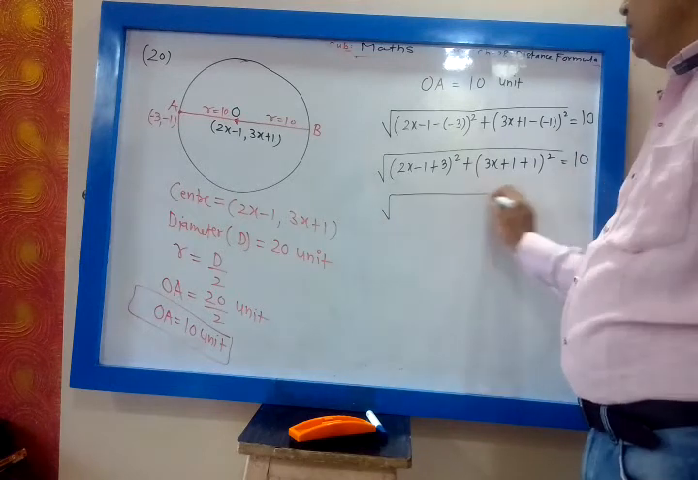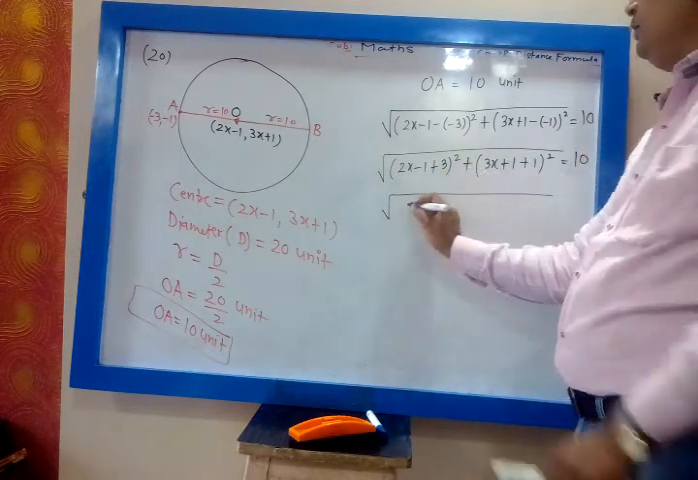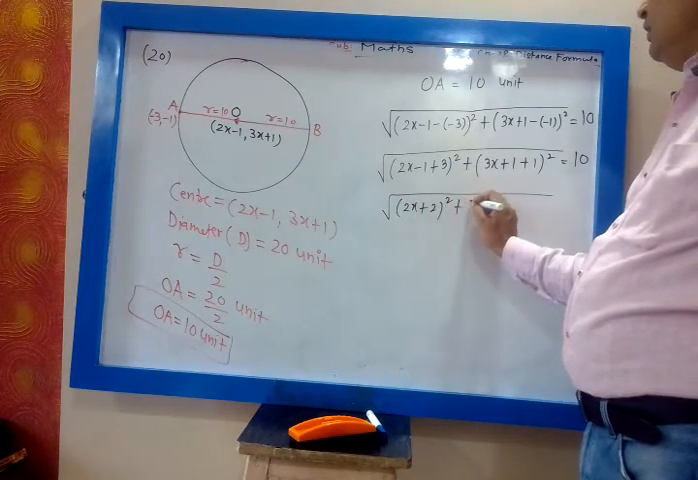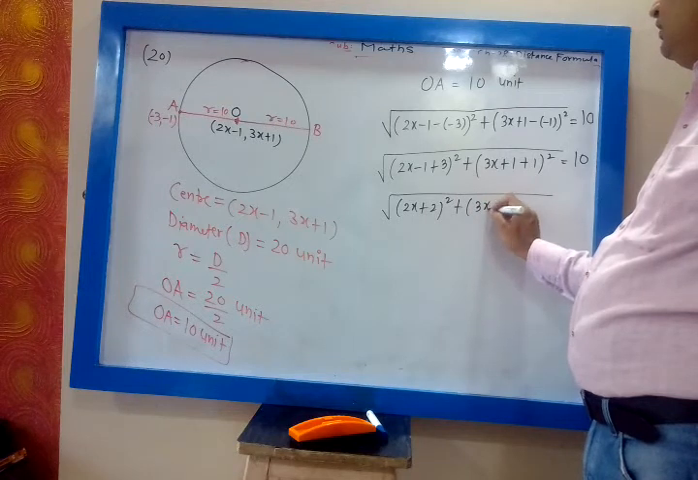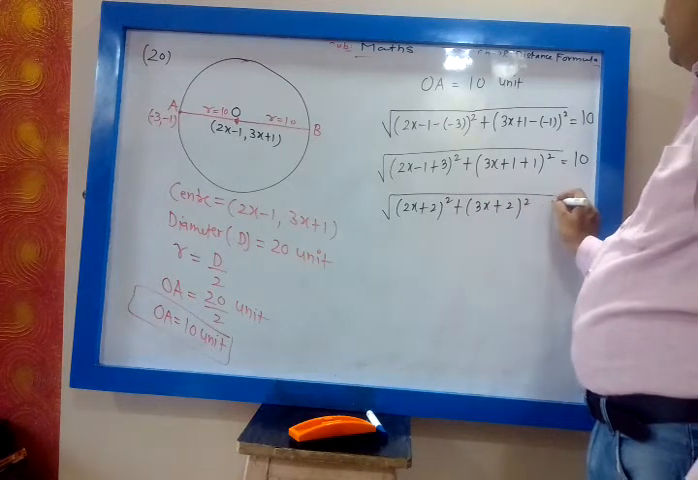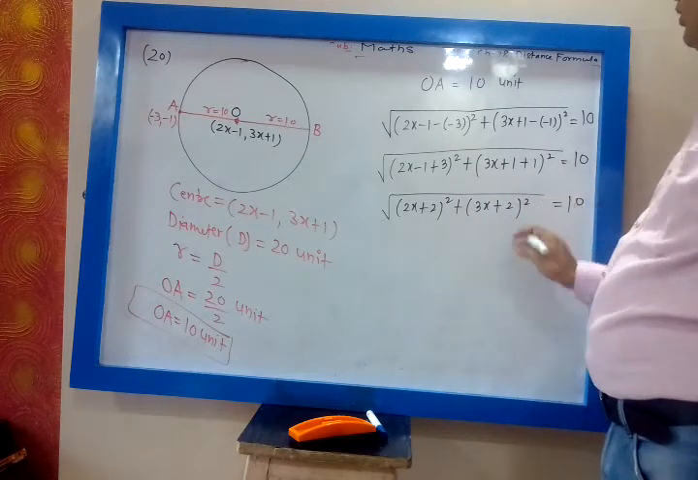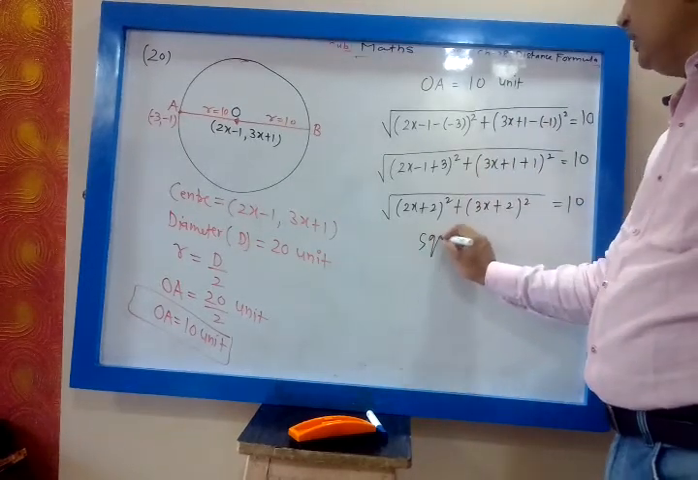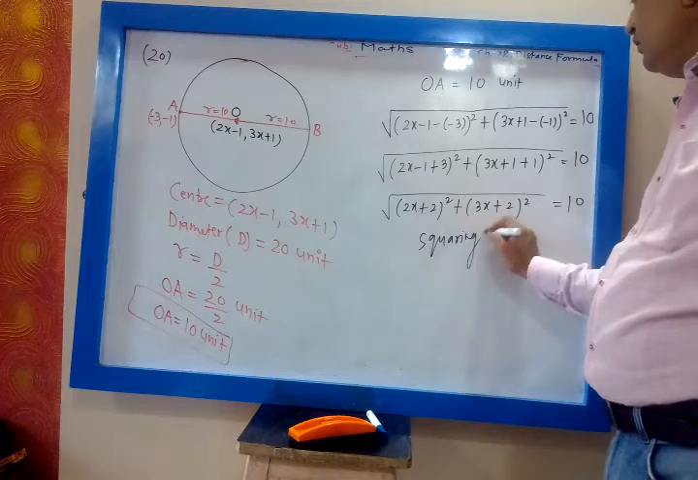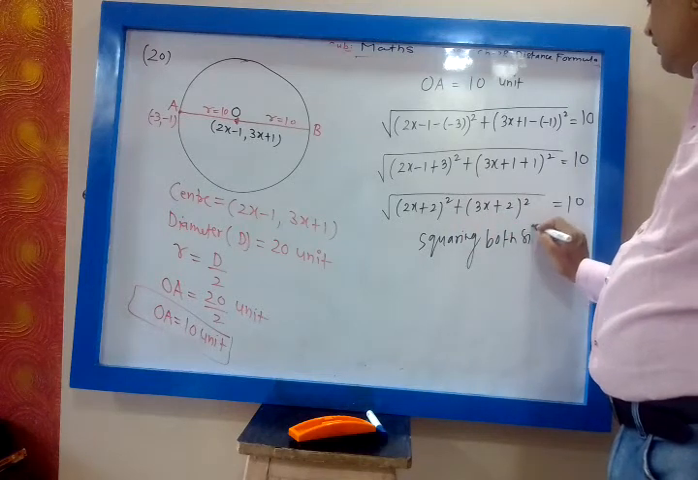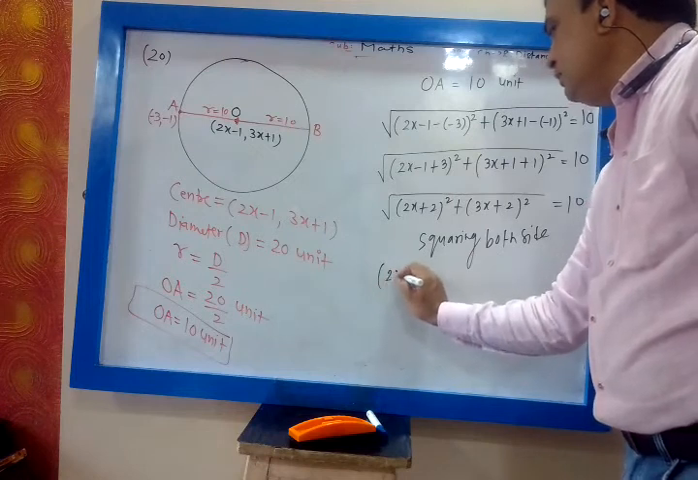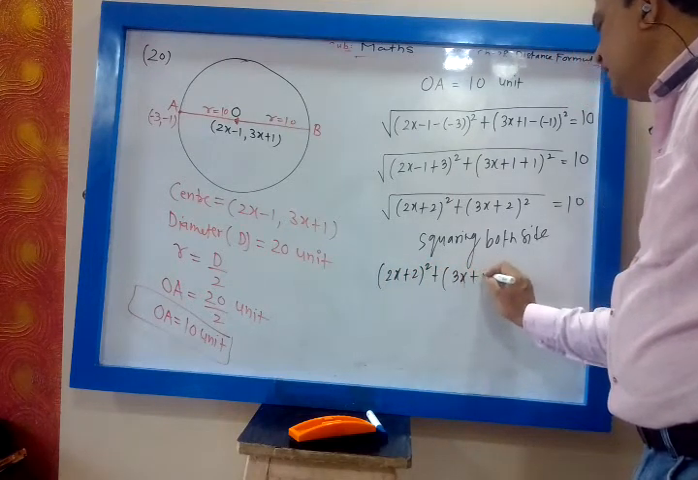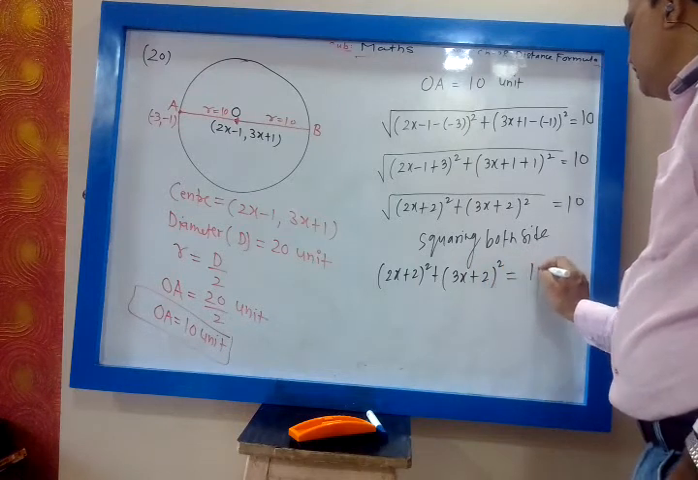So that will be square root of 2x plus 2 whole square plus 3x plus 2 whole square is equal to 10. Now you have to remove this square root sign. So squaring both sides, you will get 2x plus 2 whole square plus 3x plus 2 whole square is equal to 10 square.